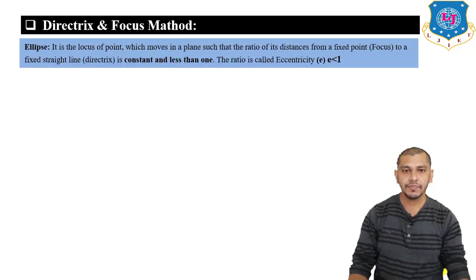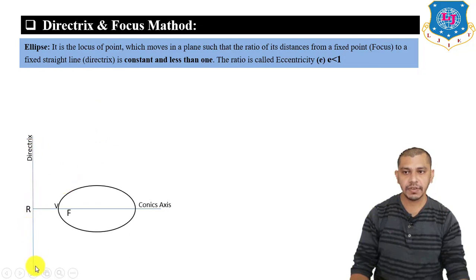So ellipse is a locus of a point moving in a plane such that the ratio of its distances from the fixed point to a fixed straight line will remain constant and less than 1, and this ratio is known as the eccentricity ratio, and it will be less than 1 for ellipse. Here the fixed point is known as the focus point and the fixed straight line is known as the directrix. So this will be the fixed straight line, directrix, this will be the conic axis, and this will be the fixed point, focus point.